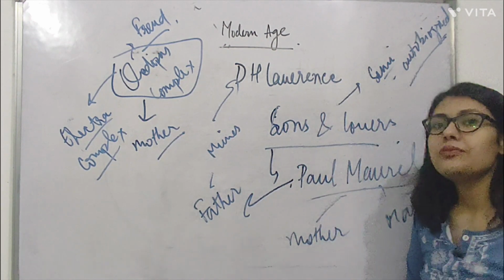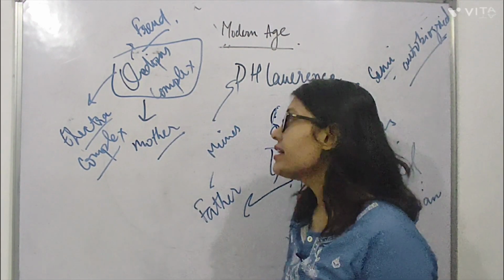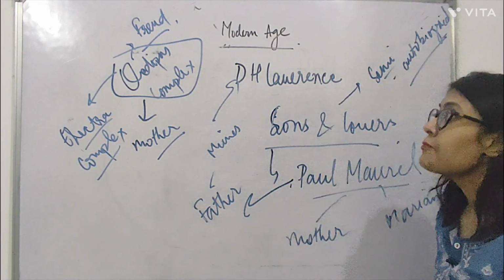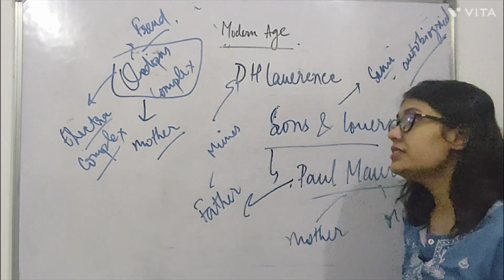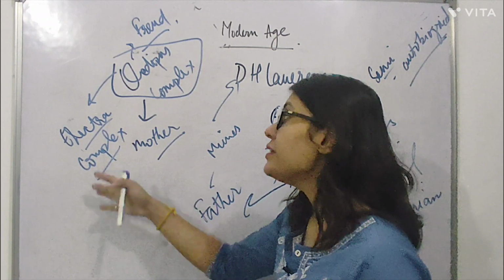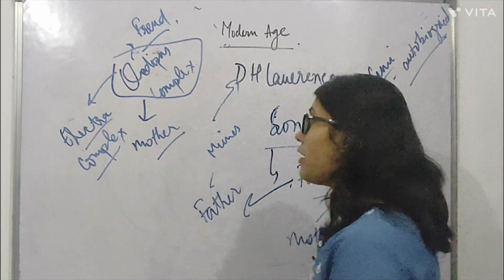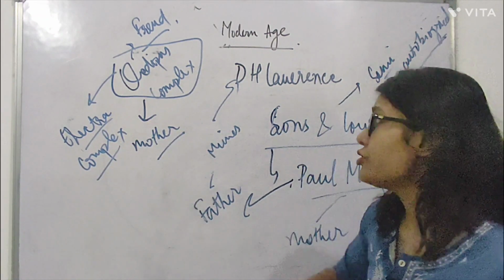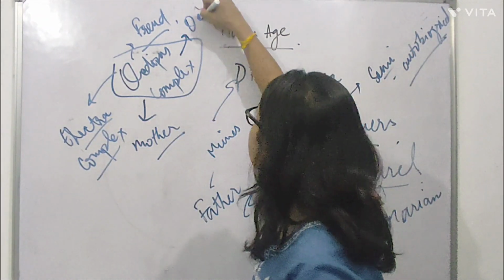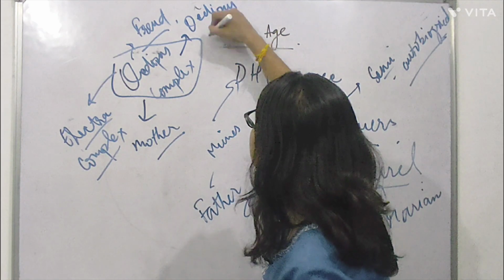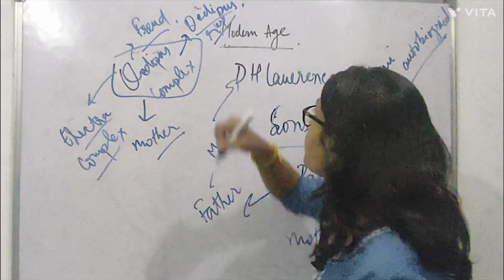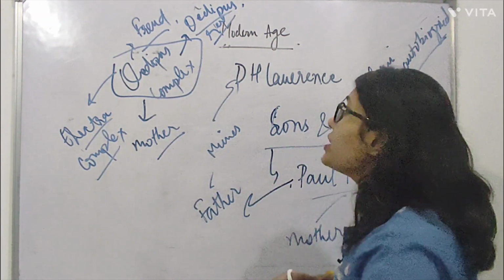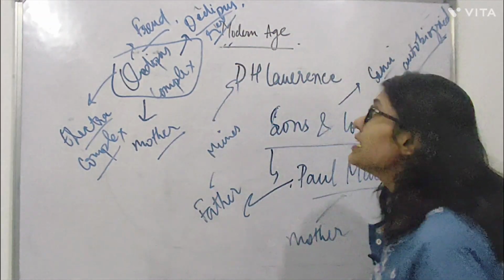Oedipus complex is when a male child is more attached towards his mother than his father, and Electra complex is when the female child is more attracted to her father. Now, Oedipus complex comes from Oedipus Rex. You should all know that. This is a Greek story, Oedipus Rex.